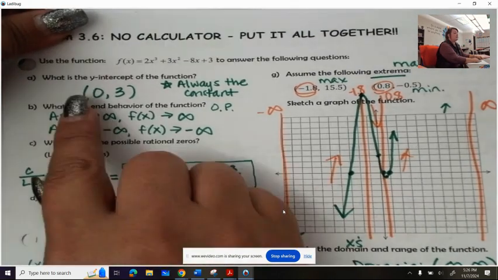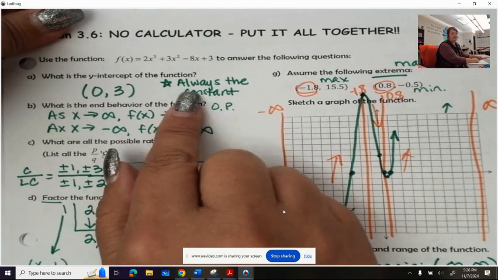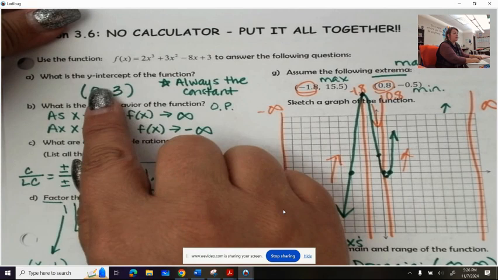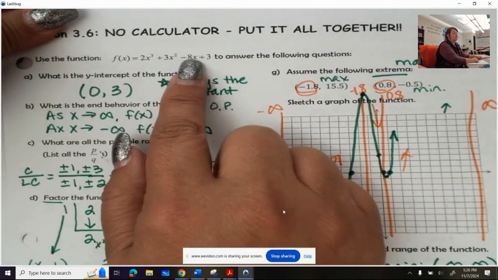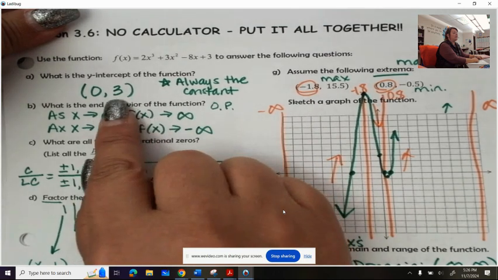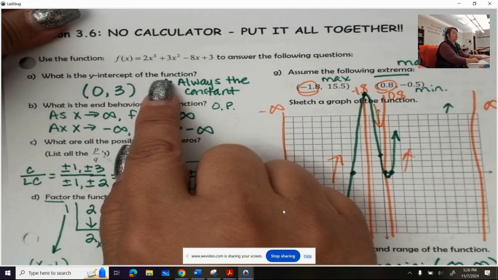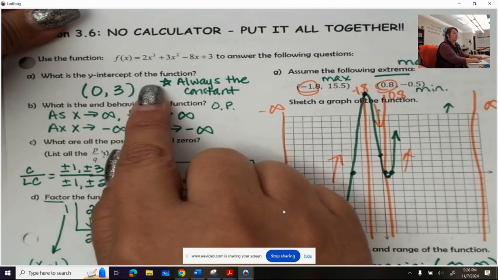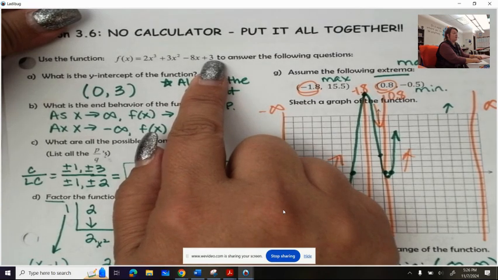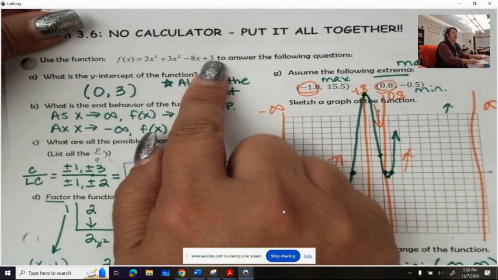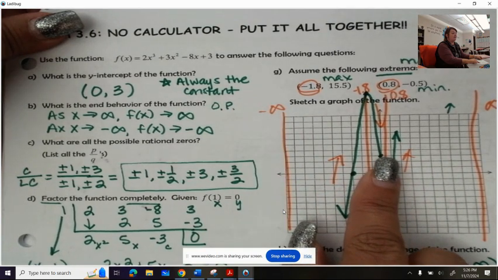To find the y-intercept of the function, the y-intercept is always the constant because the x value is 0. So when I plug 0 in here, 0, 0, 0, 3. So I get (0, 3). When it asks for the y-intercept, that's where you plug in a 0 and you get out a 3, which means you're always going to get whatever the constant is right here, just exactly like we did in standard form with the quadratics. So I went ahead and put 3 on my graph.